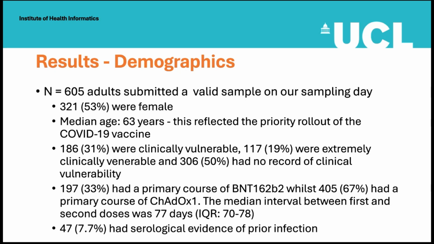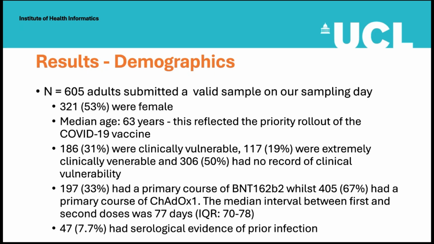So of these 605 participants, about half were female. And you can see the median age was 63 years. And this reflected the fact that older people had been prioritized within the rollout of the COVID-19 vaccination program in the UK because of their higher risk of severe infection. Also, 31% were clinically vulnerable according to the government's clinical guidelines around what makes you at risk of COVID, and 90% were extremely clinically vulnerable, which was generally related to having a condition that severely affects your immune system. So this is approximately half of participants being vulnerable or extremely vulnerable, and again, this high level reflects the rollout of the COVID-19 vaccine.